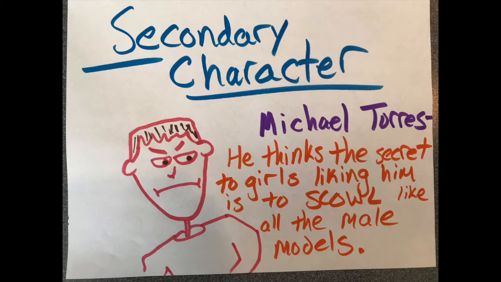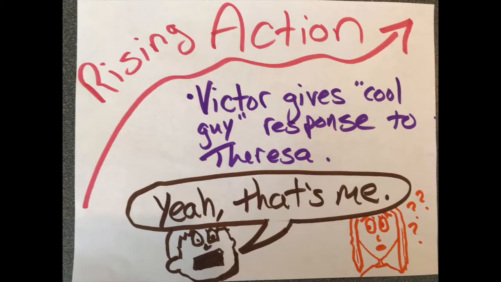He is important because he demonstrates a key part of the theme. Michael is convinced that if he scowls like the models that he sees in magazines and on TV commercials, the girls will like him. We'll learn more about that lesson later on. As part of the rising action, Victor takes Michael's advice. When Teresa says hi to him, instead of saying something nice, he responds with, "Yeah, that's me." Victor quickly regrets his decision and wonders why he didn't just say something nice.